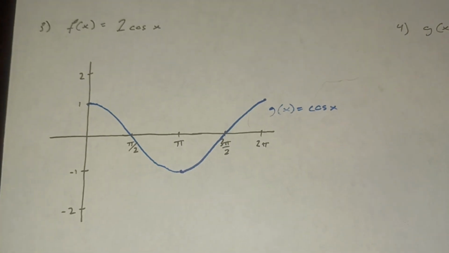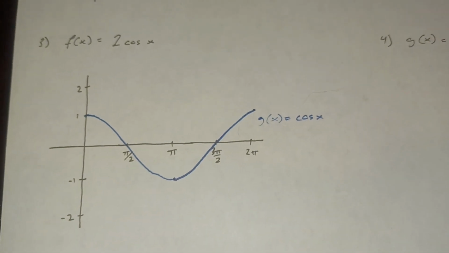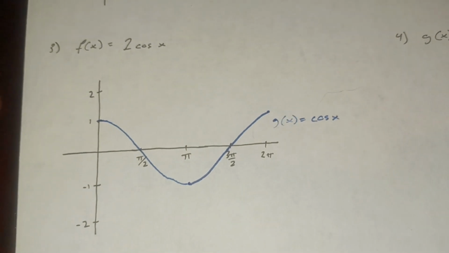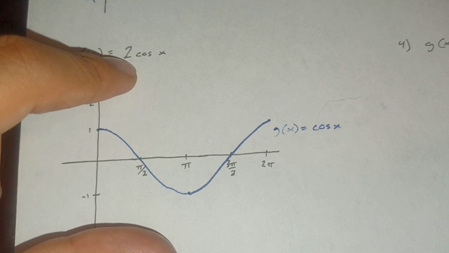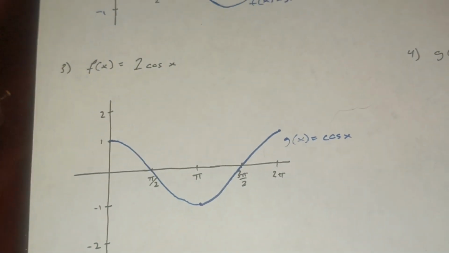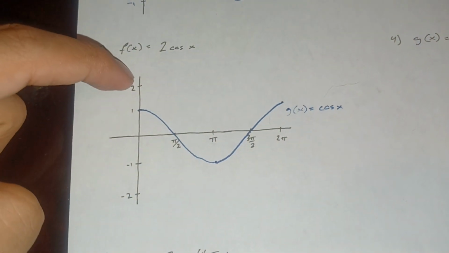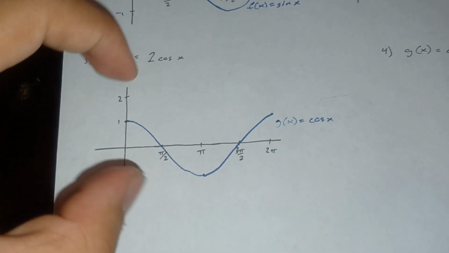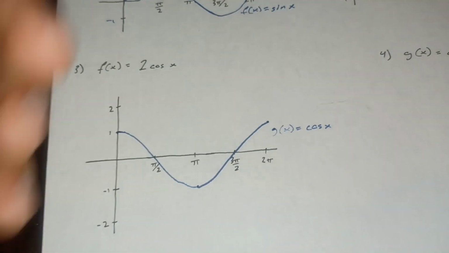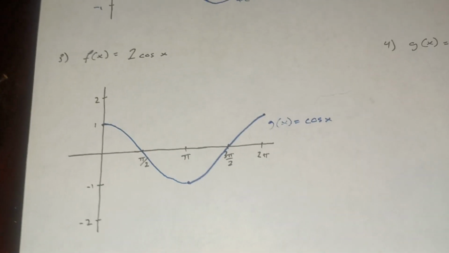Now that we have our graph of the normal cosine function, we see here that there's a 2. That means it's going to be stretched by a factor of 2. This means it's an amplitude of 2. So this function is going to be stretched all the way up to positive 2 and all the way down to negative 2. We're going to see what that looks like, and I'll be right back.